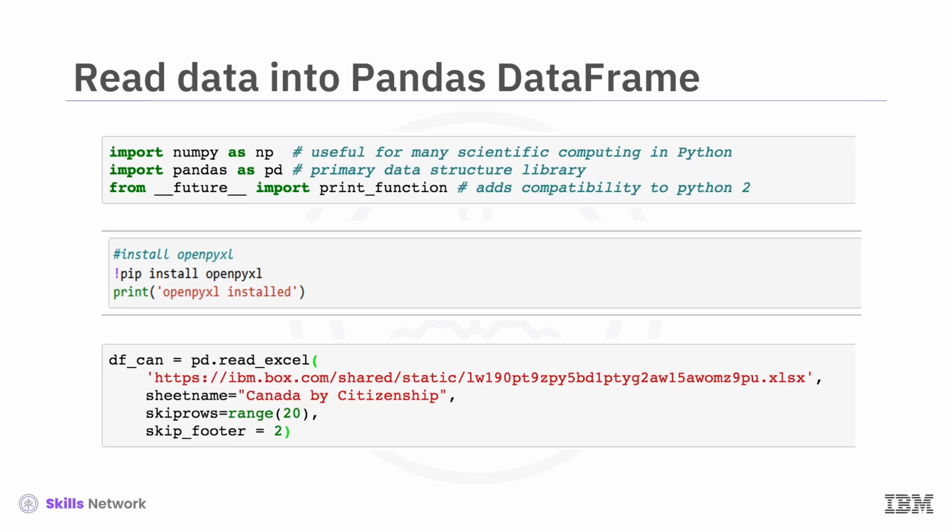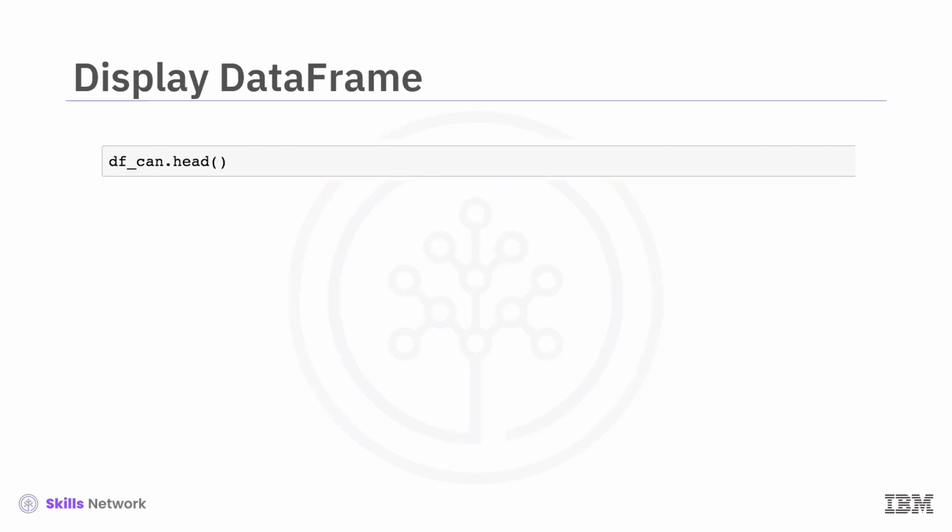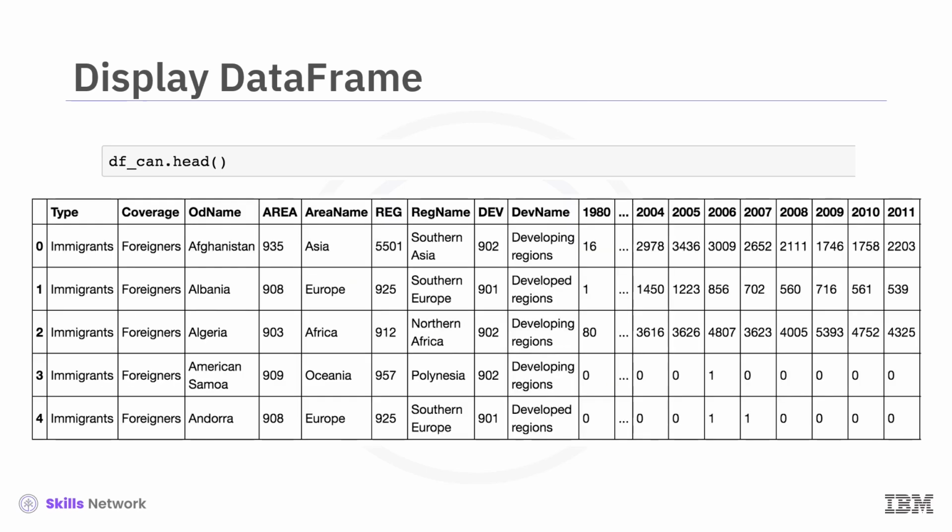Then we will call the Pandas function read_excel to read the data into a Pandas data frame. Notice how we're skipping the first 20 rows to read only the data corresponding to each country. If you want to confirm that you have imported your data correctly, you can always use the head function to display the first 5 rows in the data frame.